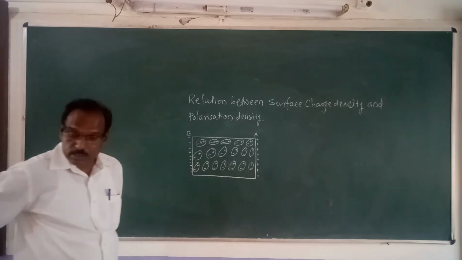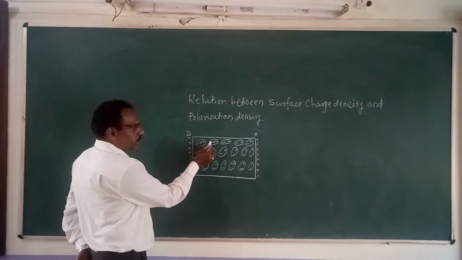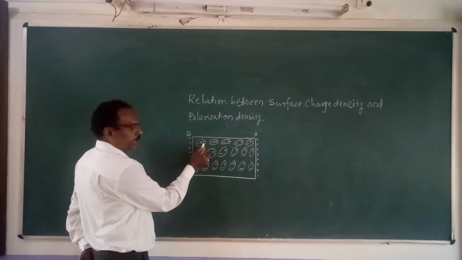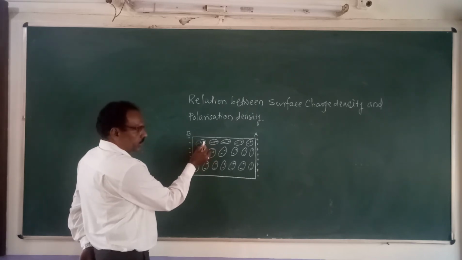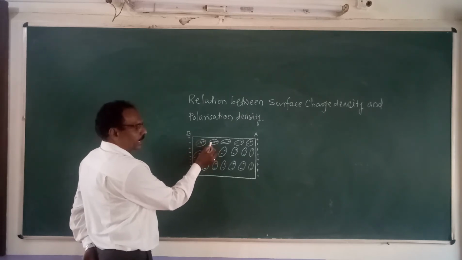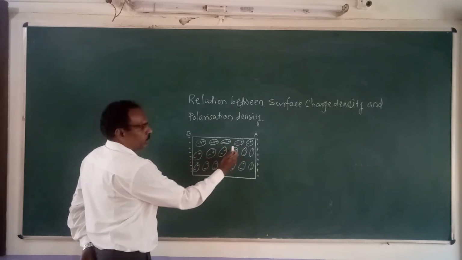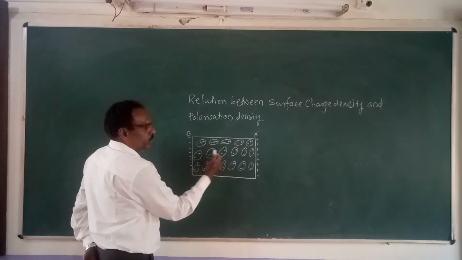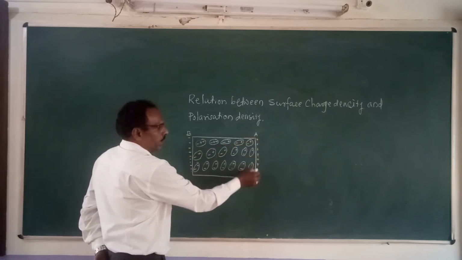What happens inside? Inside the slab, since these charges are close to each other, the negative charge gets neutralized. Here, the positive charge of one dipole gets neutralized with the negative charge of the next molecule, and the total net charge inside becomes almost zero, except at the ends.